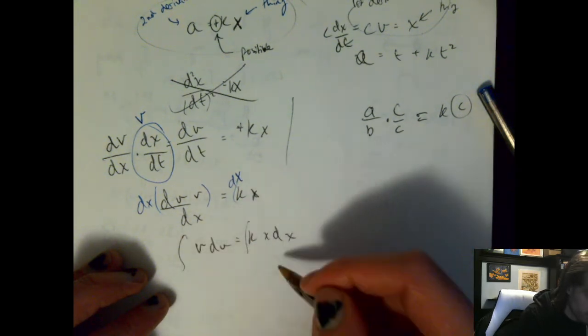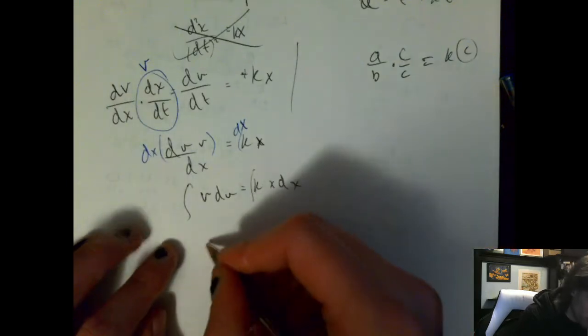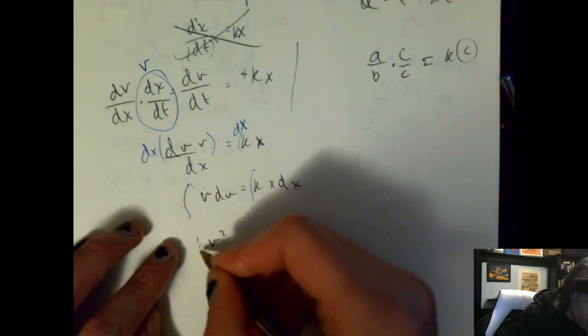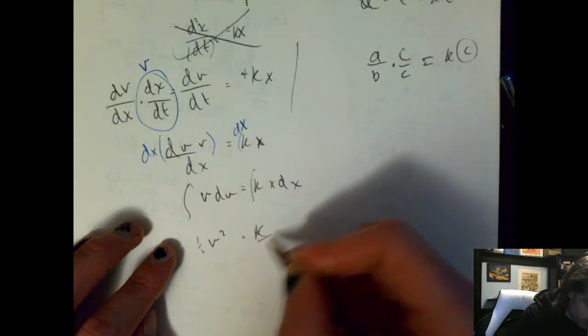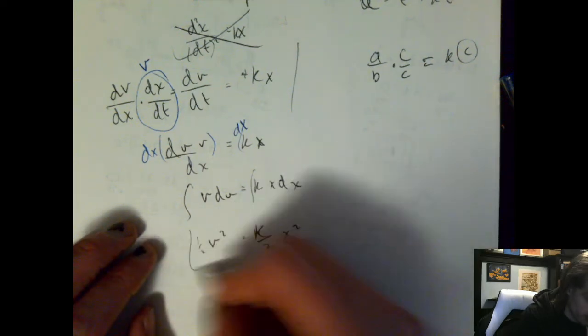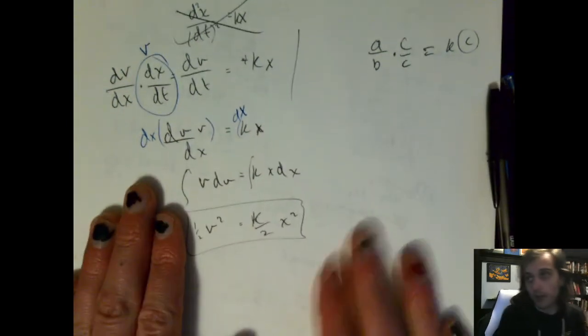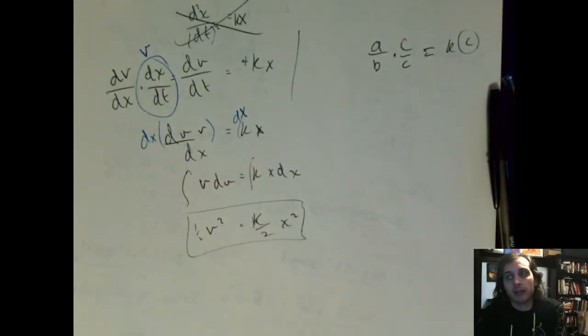We can integrate both sides, and we've got an equation that we can work with: 1/2 velocity squared is equal to k over 2 x squared. And that's a relationship between those two things and how they'll function.